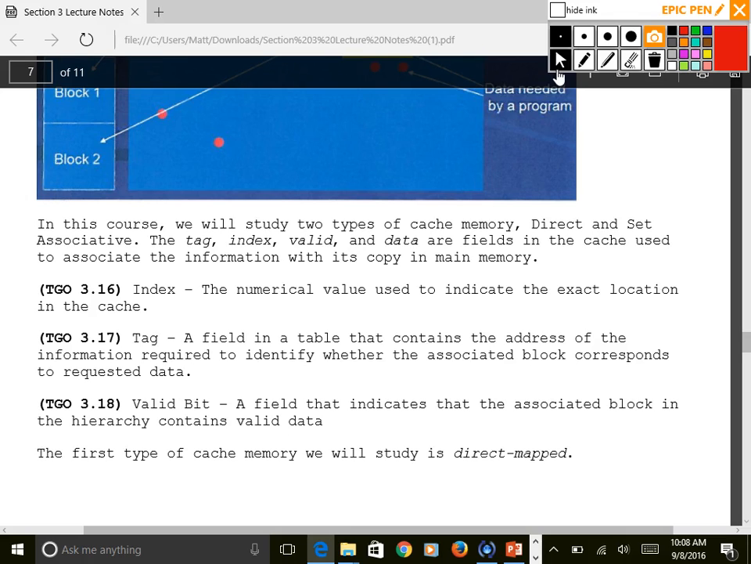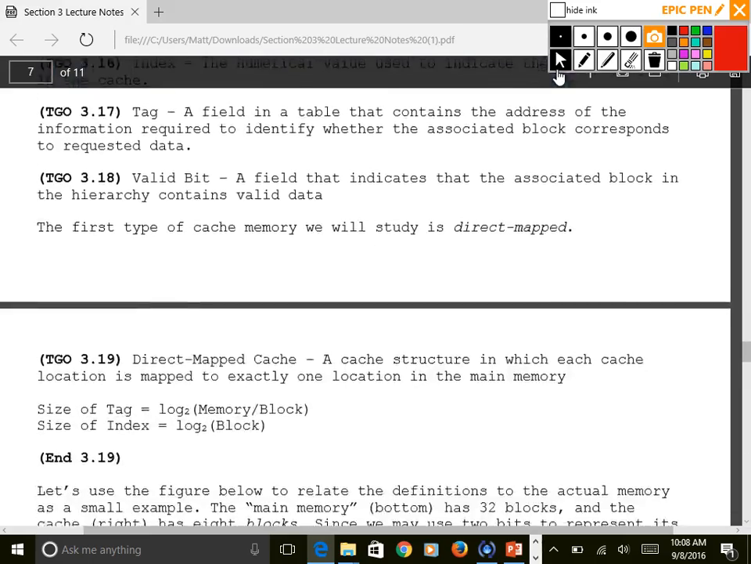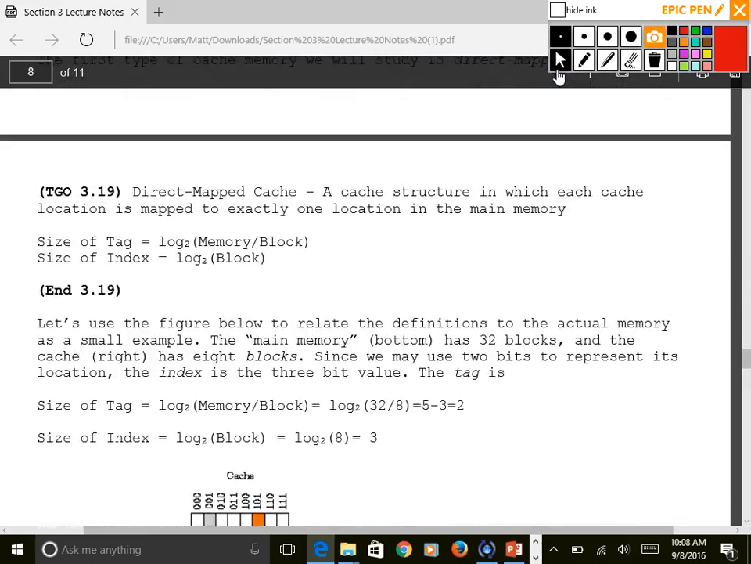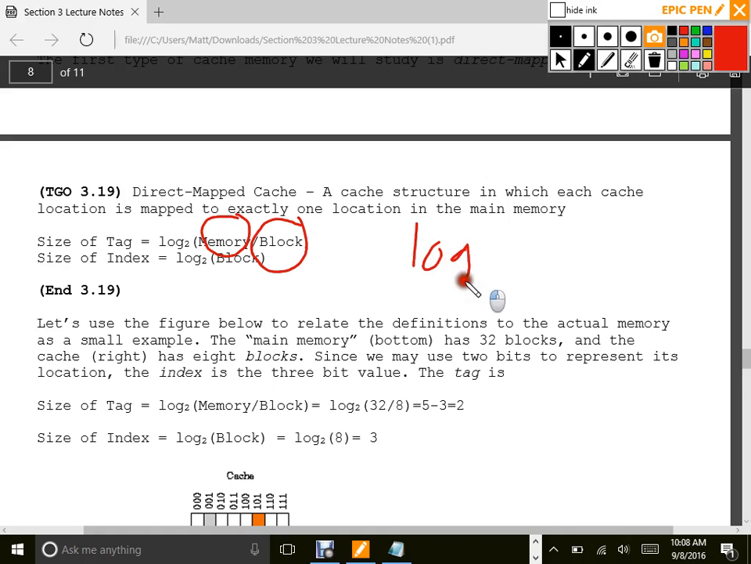And so this first type of cache memory we'll study is direct map. So the diagram here will allow a better explanation of what the diagram there, once we get through one more thing. Direct map cache is a cache structure in which each cache location is mapped to exactly one location in main memory. And so the size of the tag, we know how much memory we have, and we know the size of the block. So this is kind of going back to Hytham's question a little earlier. The size of the tag will be log base 2 of that.